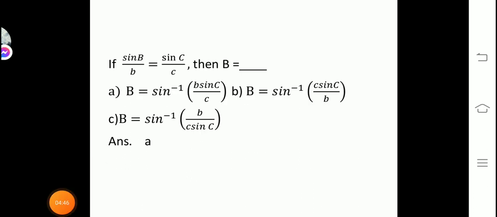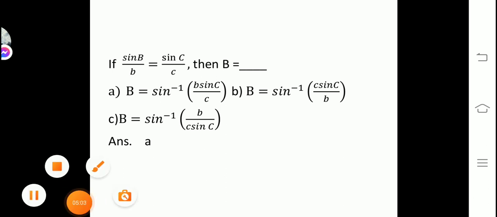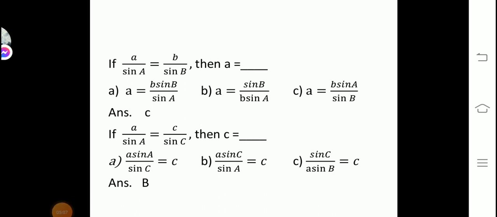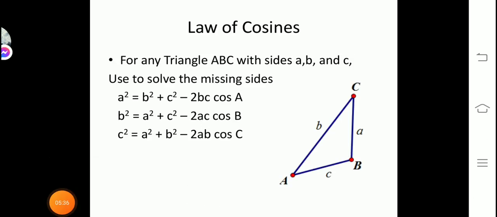Another example. If sin B over b equals sin C over c, then the answer is as shown. If a over sin A equals b over sin B, then a equals b sin A over sin B. That is the answer, letter C. Number 2, if a over sin A equals c over sin C, then the answer is letter B: a sin C over sin A equals c. That is the answer.